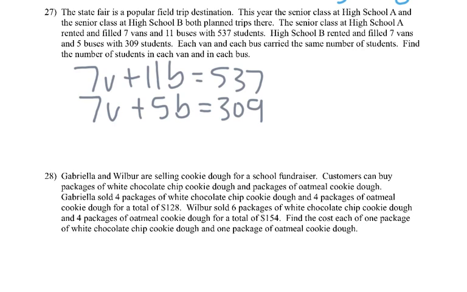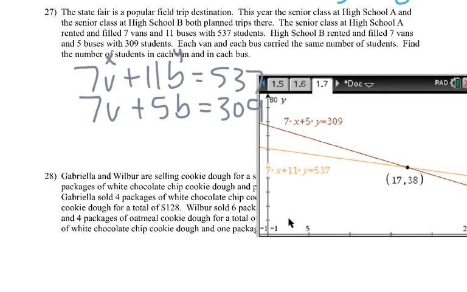Okay, now could I graph this one? Yeah, you betcha I could graph it. But when I graph it, I would need to change the V's to X's and the B's to Y's. Okay, so it'd be 7X plus 11Y equals 537, and 7X plus 5Y equals 309. When I do that, I plot my 2 graphs, and I see the intersection point is (17, 38). So 17 would be per van, and 38 would be for a bus.